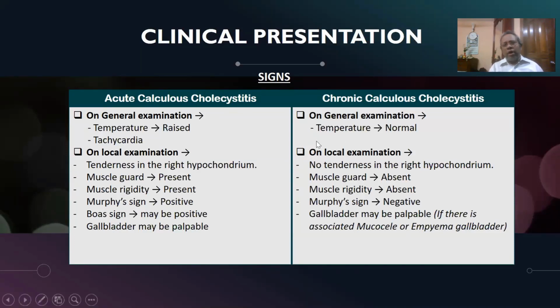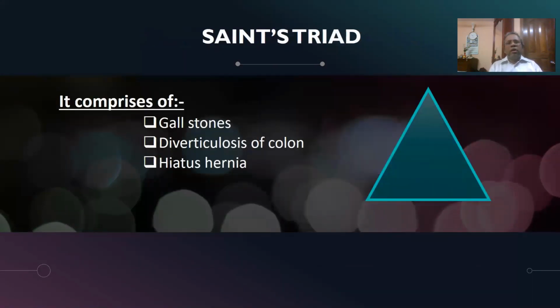But in the case of the chronic one, there is no tenderness in the right hypochondrium, muscle guard is absent, muscle rigidity is absent, and Murphy's sign is negative. The gallbladder may be palpable if it is associated with mucocele or empyema of the gallbladder, otherwise not. So these are the signs of acute cholecystitis and chronic cholecystitis. So there is a Charcot's triad.